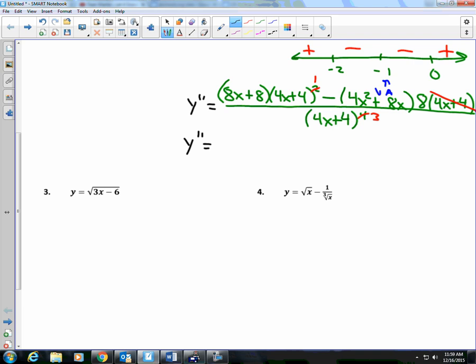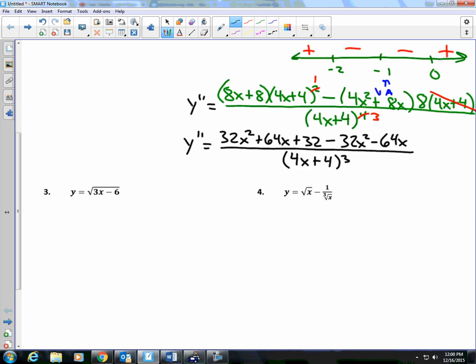So we multiply it out. 8x times 4x, 32x squared. 8x times 4 is 32x, and 8 times 4x is 32x, so I get 64x, and 8 times 4 is 32. Minus, I have an 8 left here. When you distribute the 8 through, what do you get? 32x squared minus 64x all over 4x plus 4 to the third. What cancels?